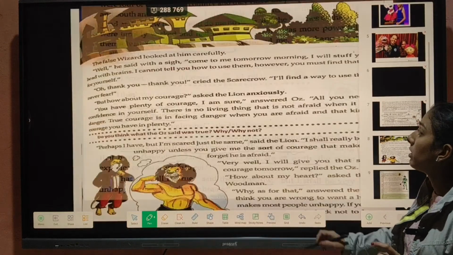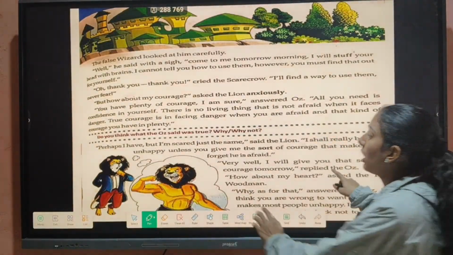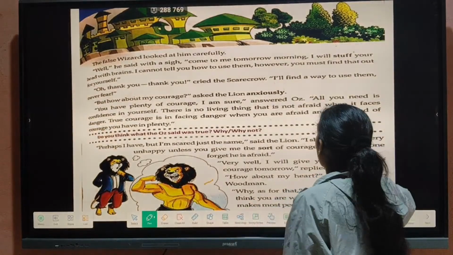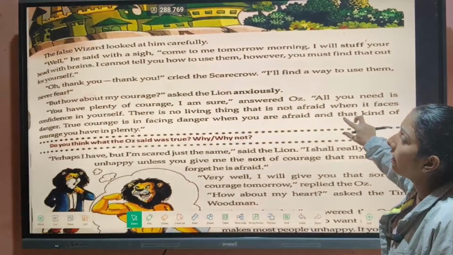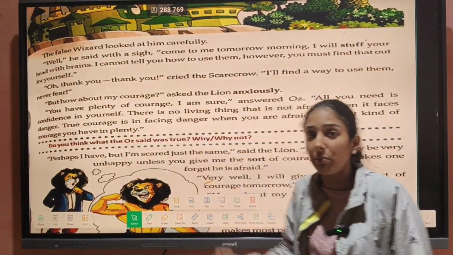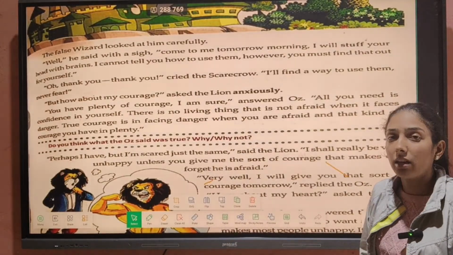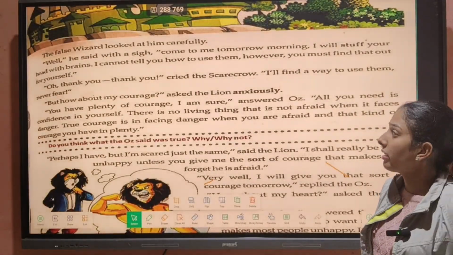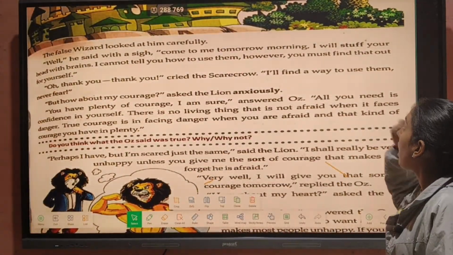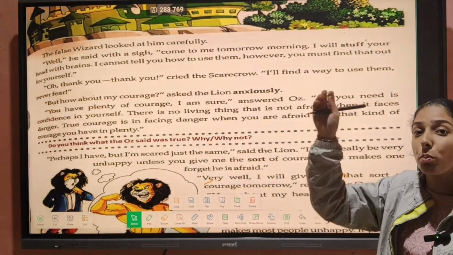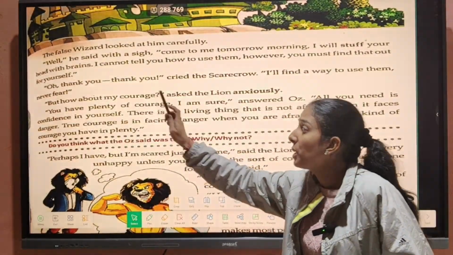Okay? Now, beta, the false wizard looked at him carefully. "Well," he said with a sigh. Sigh means a deep breath. A long and deep breath is called a sigh. He's saying, that is a sigh. Okay. "Well," he said with a sigh, "come to me tomorrow morning. I will stuff your head with the brain." Stuff means to put something inside.